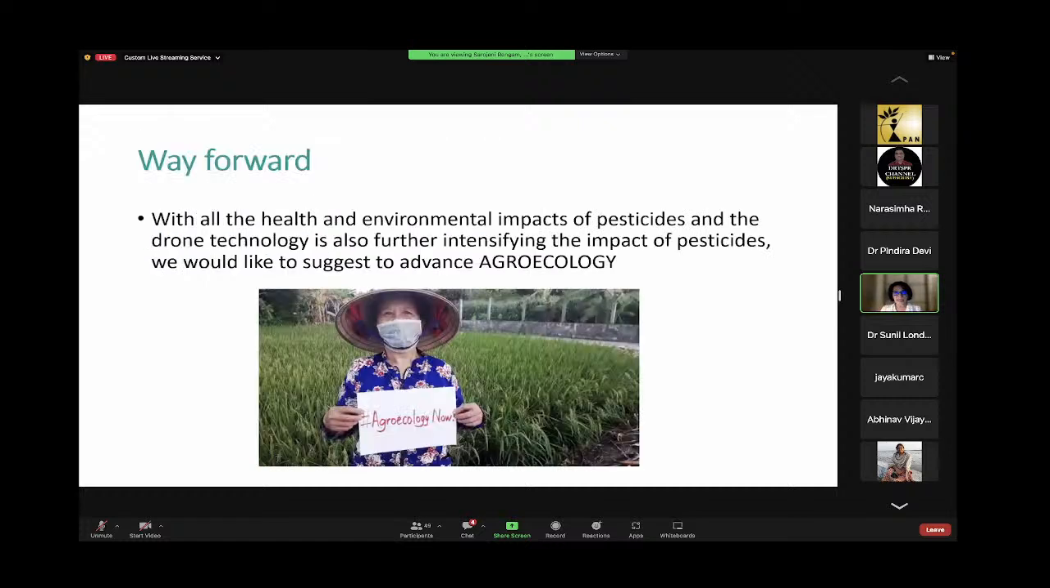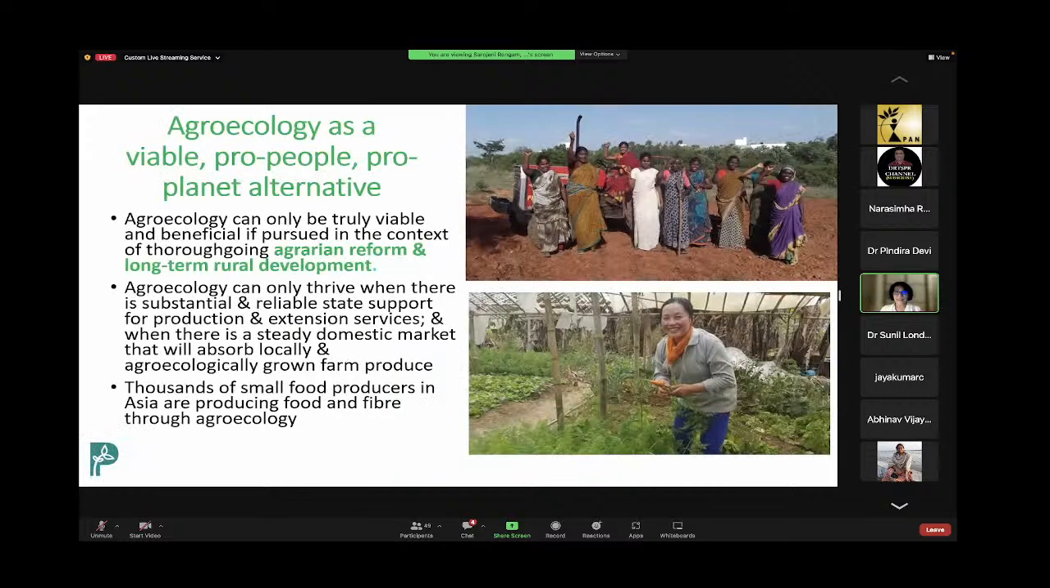So what's the way forward? With all the health and environmental impacts of pesticides, drone technology is continuing to further intensify the impact of pesticides. So we would like to suggest advancing agroecology, not going into a technology that is just taking us back towards adverse human health and environmental impacts, but going forward with agroecology, which is beneficial, and it should be pursued in the context of a thoroughgoing agrarian reform and long-term rural development.